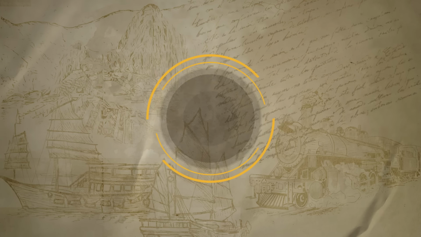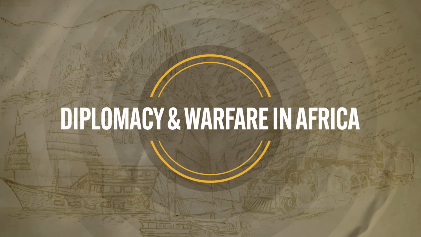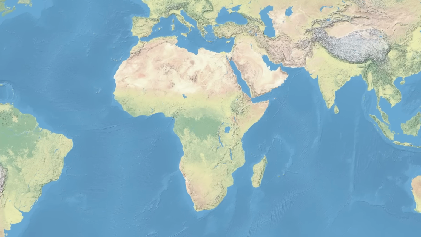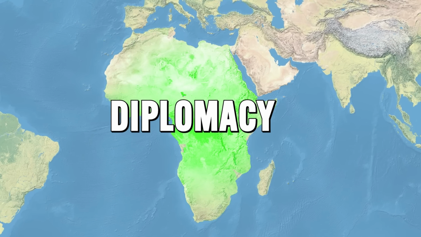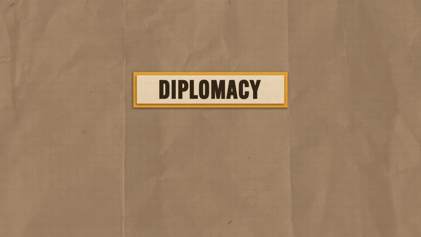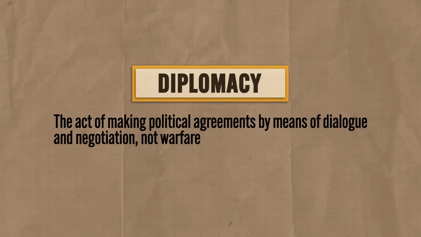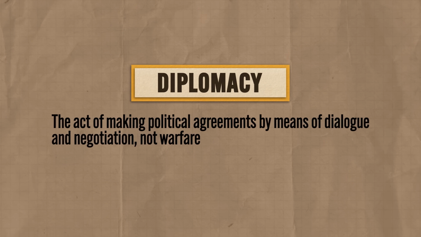Okay, now the second set of methods for state expansion we'll consider include diplomacy and warfare, and here we're going to focus on the colonization of Africa. And just for poops and giggles, let's begin by considering how states expanded their power in Africa through diplomacy. Now that's a scary word with stanky meatball breath that you will absolutely see on your exam, so let me define it. Diplomacy refers to the act of making political agreements by means of dialogue and negotiation and not warfare.